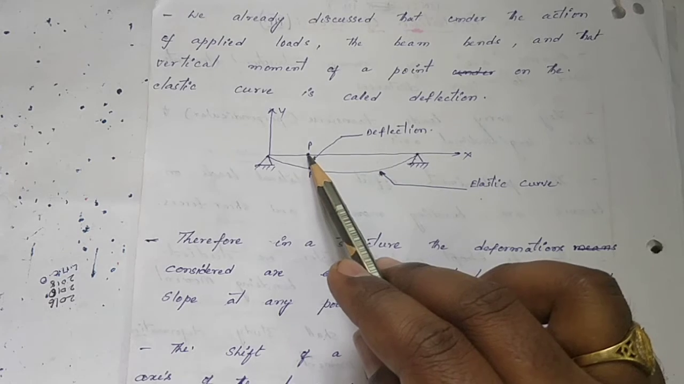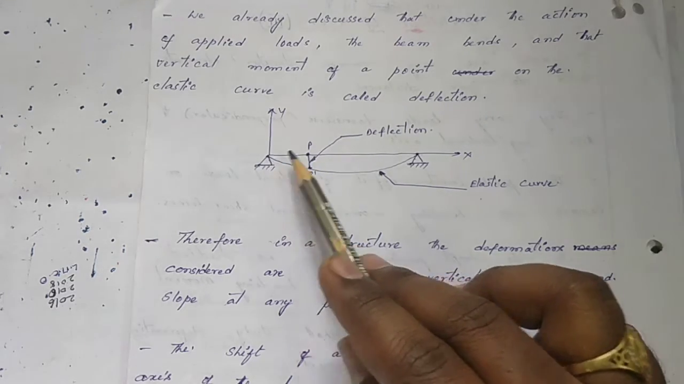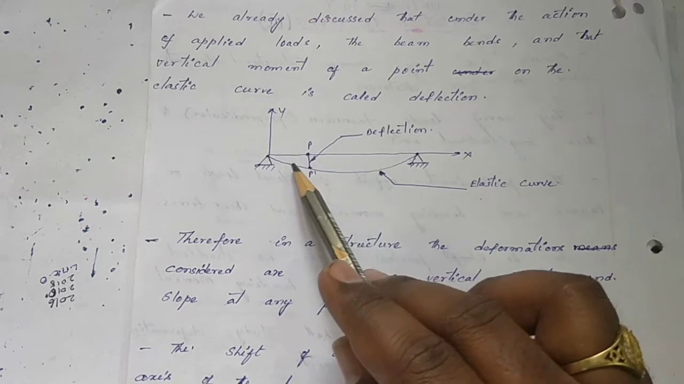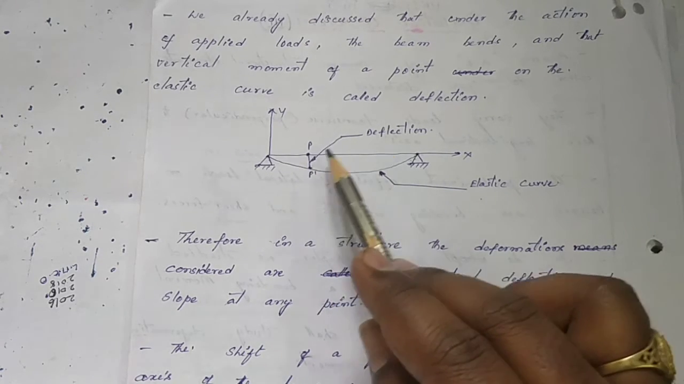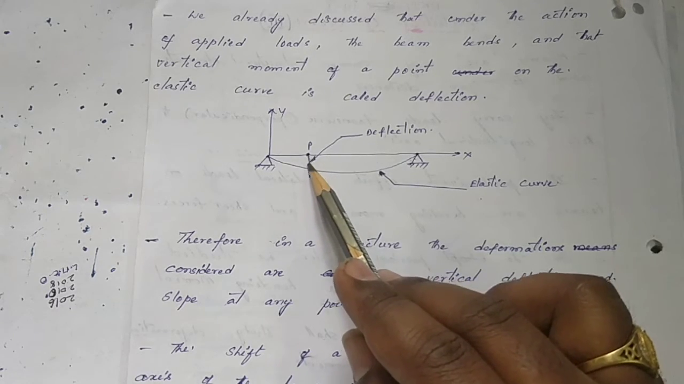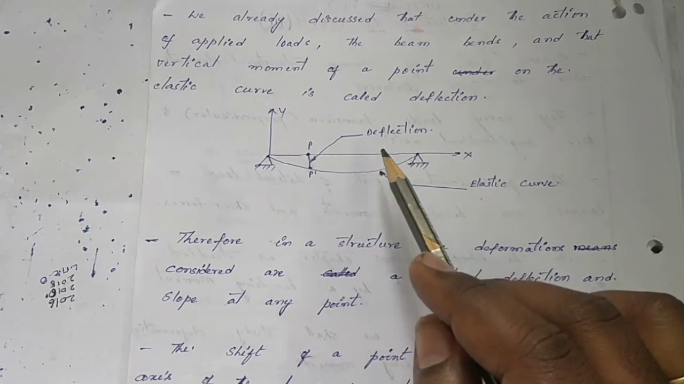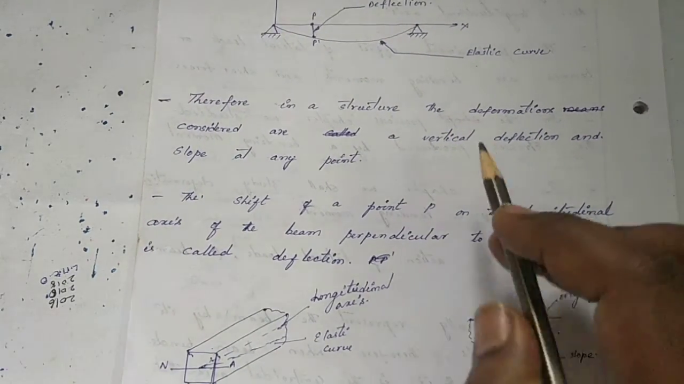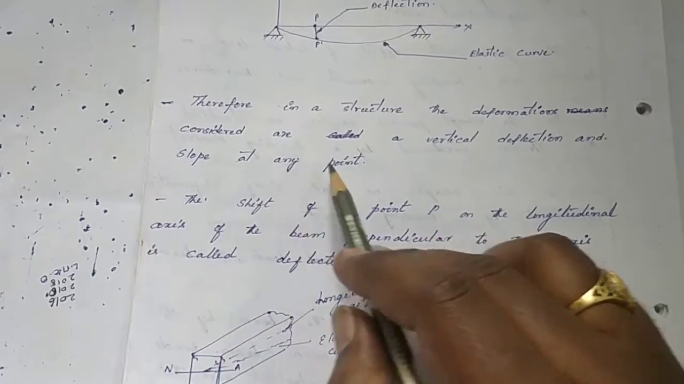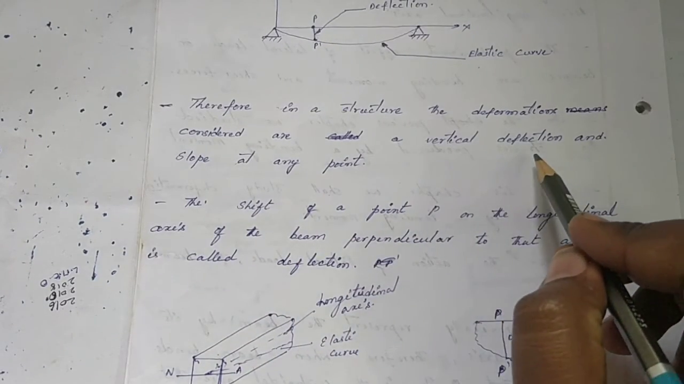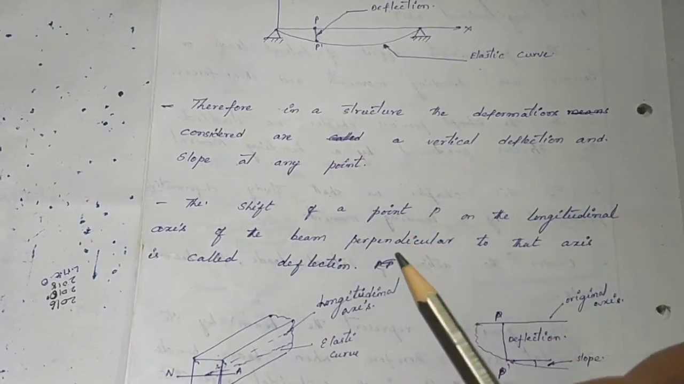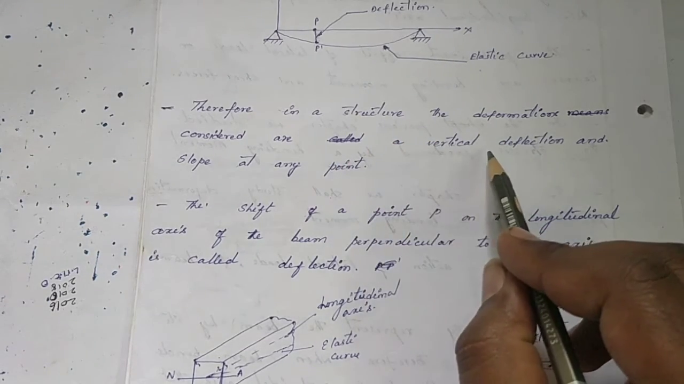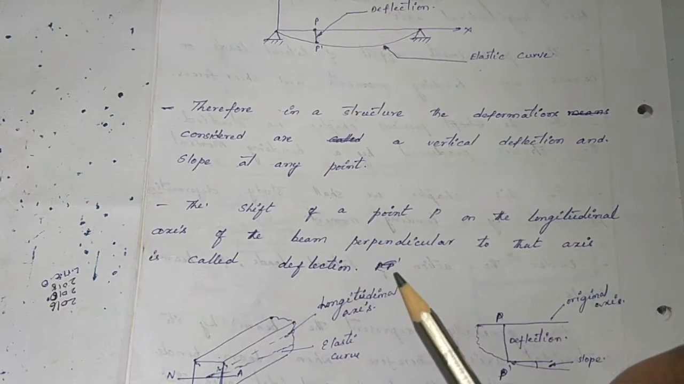Suppose I consider a point in between the supports of a beam. The vertical distance from that point to the elastic curve is known as deflection. Therefore, in a structure, the deformations considered are vertical deflection and slope at any point. That means the vertical deflection and slope at any point can be calculated.